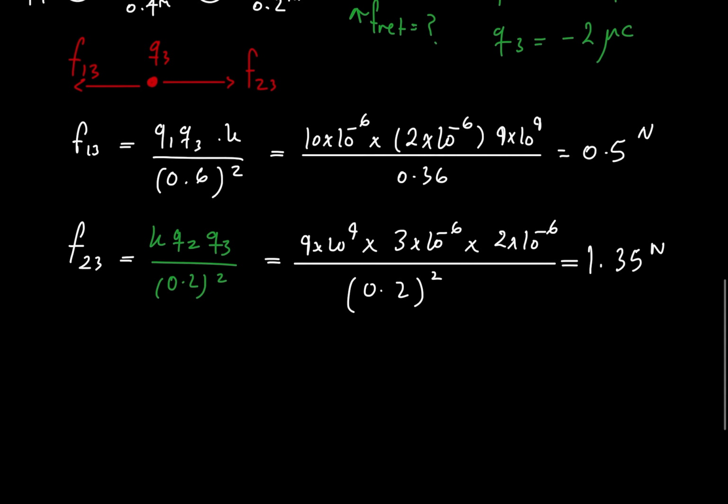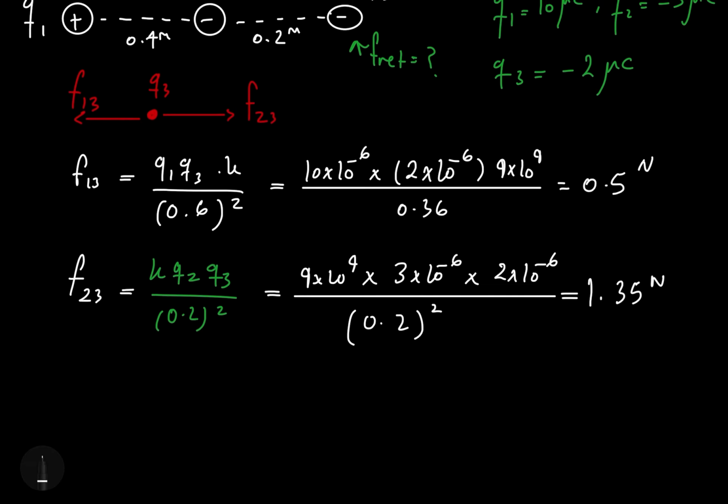All right, so now that we found the two forces, in order to find the resultant force, we have to say F net with an arrow on top to indicate that the force is a vector quantity, or sigma F is simply going to be the force that is bigger, which is 1.35 newtons, minus the smallest force, which is the 0.5.